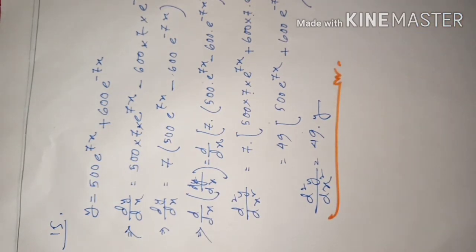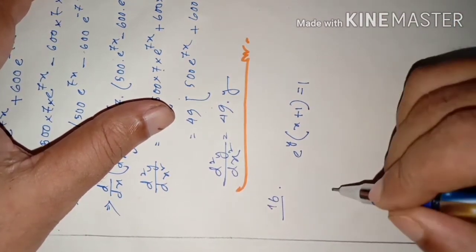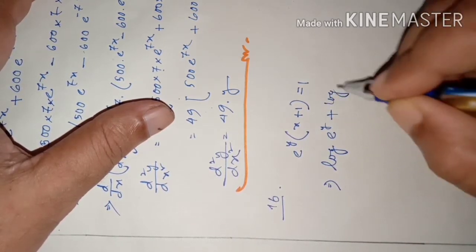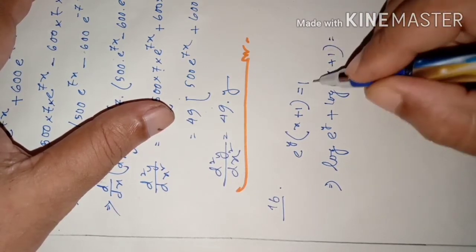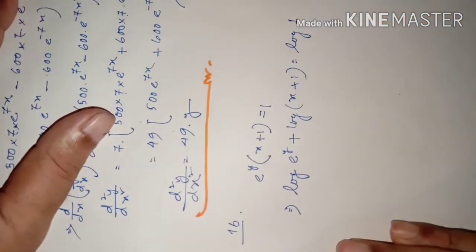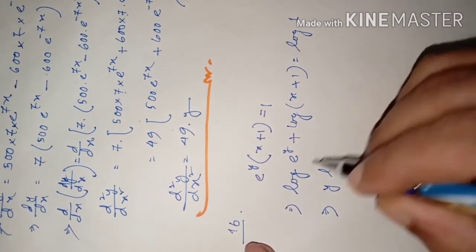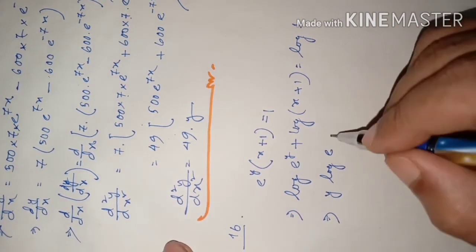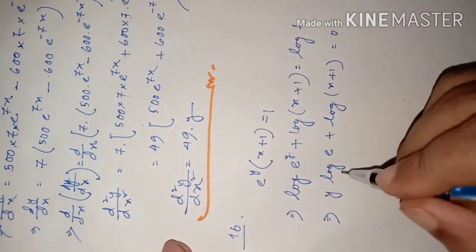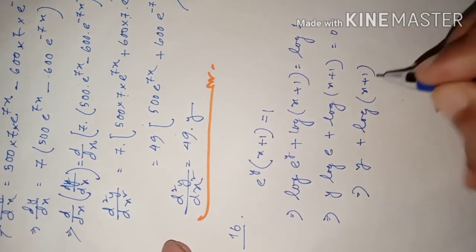Result proved. So here it is given e to the power of y into x plus 1 equal to 1. If we apply log here, then it will be log of e to the power of y plus log of x plus 1 is equal to log of 1. Log of 1 is 0, and this y will come here, so it will be y into log of e. Log of e is just 1 only. So this is 1, that's why it will be y plus log of x plus 1 is equal to 0.